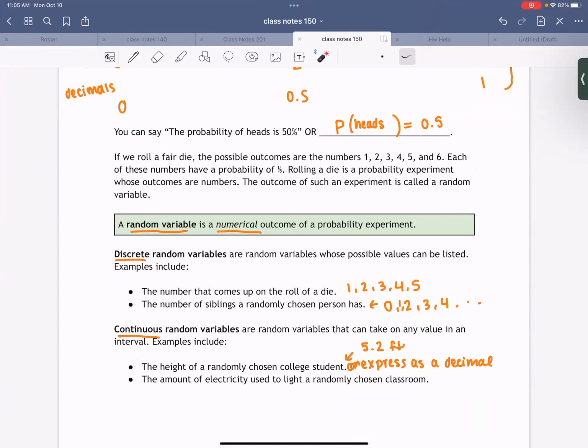Who remembers the difference between discrete and continuous random variables? What did discrete describe? Whole numbers, right? So things that can be described with 1, 2, 3, 4, or 5. For example, you can't have a decimal amount of pets. That would be discrete. Continuous can be described using decimals.